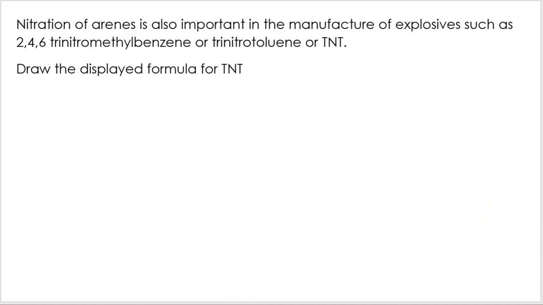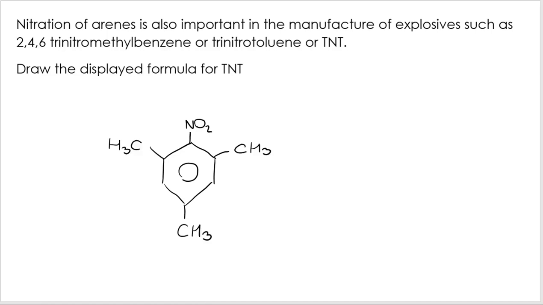A little bit of nomenclature here, or drawing based on nomenclature. 2,4,6-trinitromethylbenzene, also known as trinitrotoluene, which is shortened to TNT. How would you go about drawing the display formula for TNT? Well, here's my benzene ring. I've got my NO2 coming off. That's in the 1 position because that takes priority. So my 3 methyl groups go in the 2, the 4, and the 6 position.